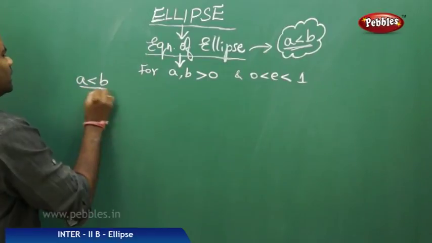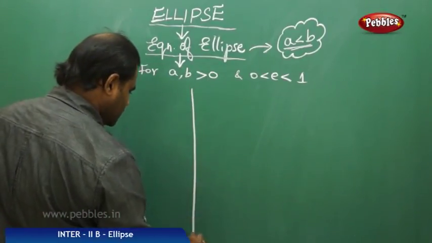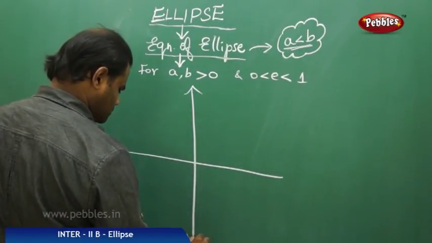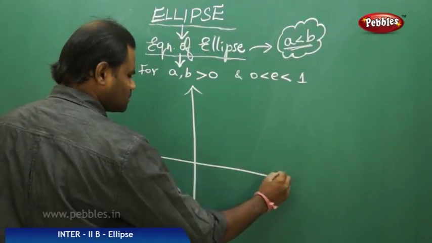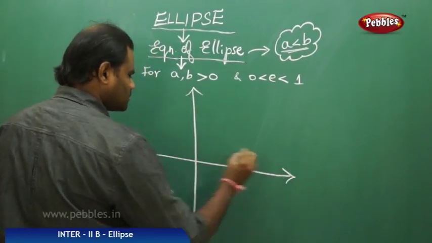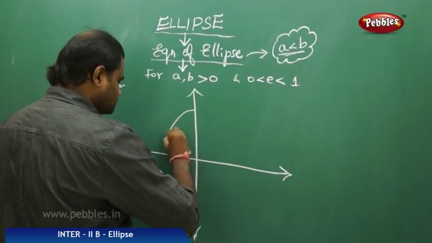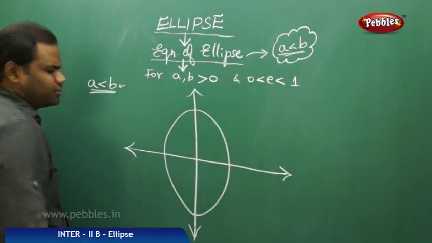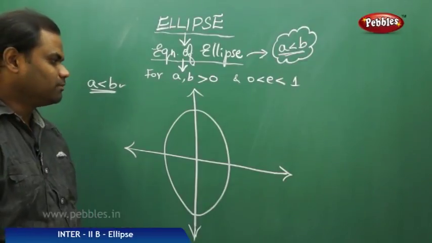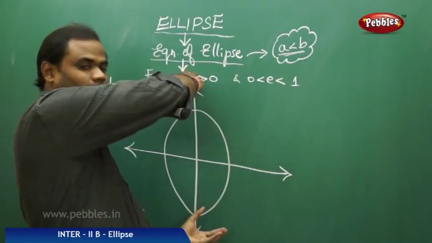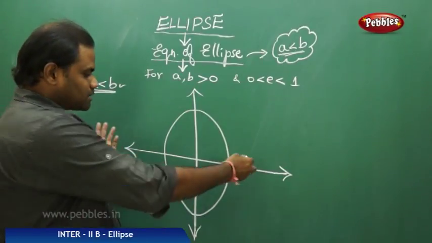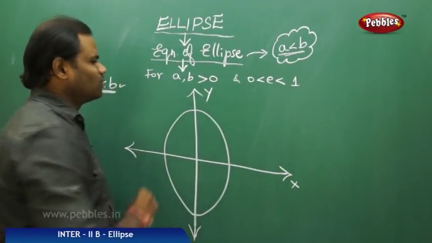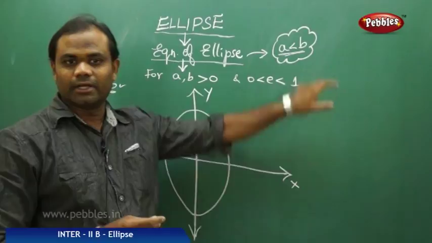So for the case of a less than b, I have the ellipse which is in the shape inverted out here. In the previous case, it was in this shape and now it turns onto the y-axis. The major axis turns onto the y-axis and the minor axis turns onto the x-axis. This is how we see the difference between a greater than b and a less than b.